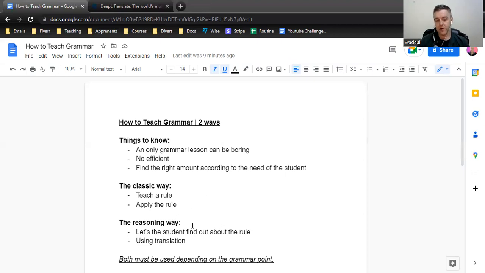And then you've got the reasoning way. This one is a bit different. For some students, if they have a hard time understanding, if they're a bit slower, I tend to use that one. It's a bit better to help them reach the moment where they say, okay, now I get it. And for those people, I tend to use the reasoning way.